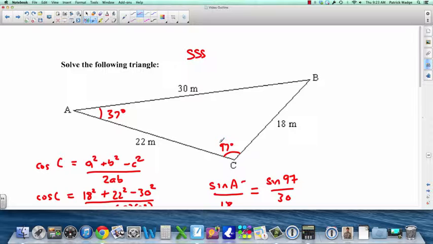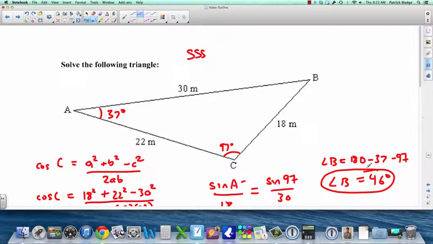We've got two angles. We want to get the third one. Well, angle B is just equal to 180, since they all add up to that. Take away 37, take away 97, and we'll be all finished. And if you do that, you get angle B equals 46 degrees. And we're done. Okay, there you go.